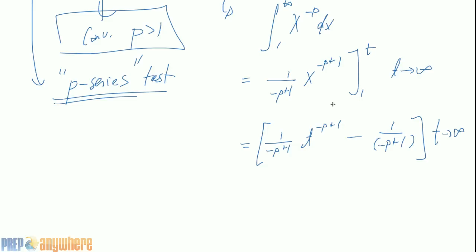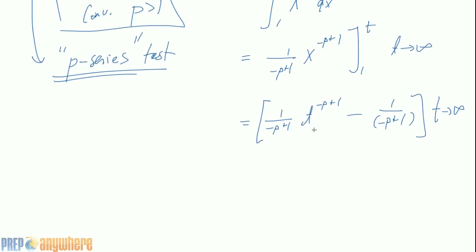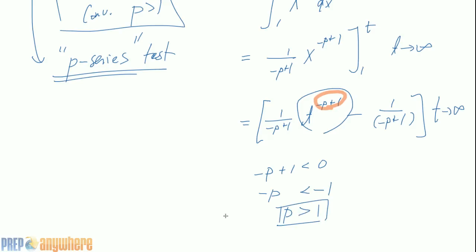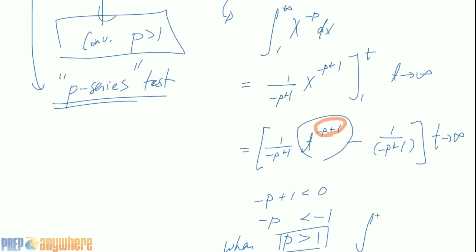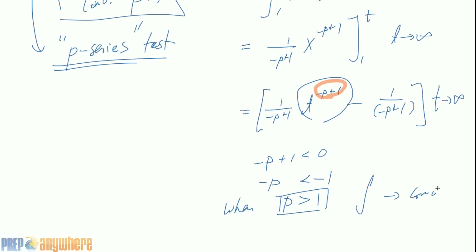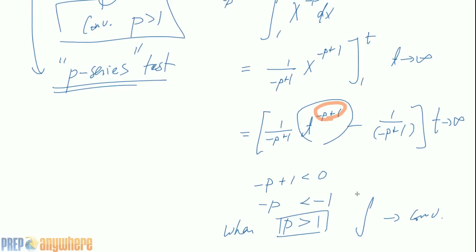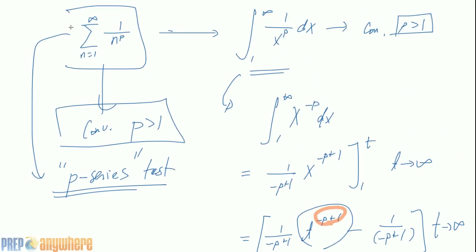If the t is on the numerator, it will diverge. To make sure that it converges, this needs to be a fraction, meaning the exponent, minus p plus 1, needs to be negative. You have to make sure that's negative. So we get minus p is less than negative 1, which means p has to be greater than 1. So when p is greater than 1, the integral is converging. Okay, again, because now by the integral test we can say that this series is converging as well.